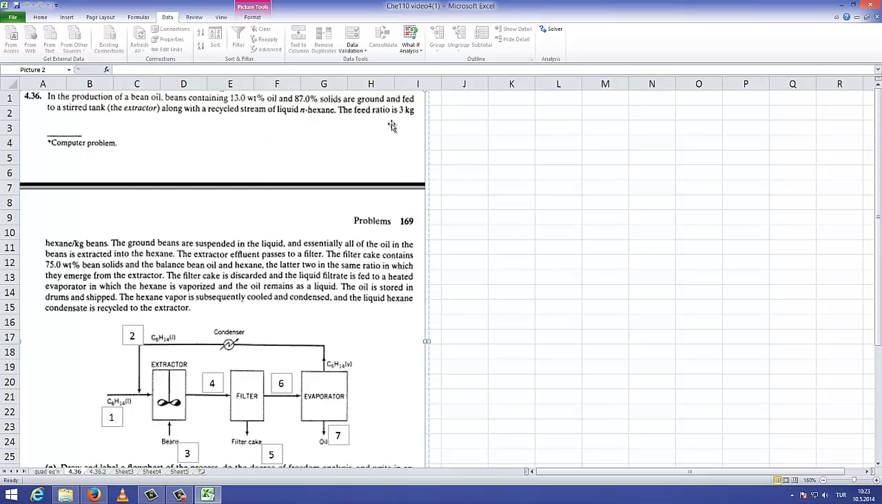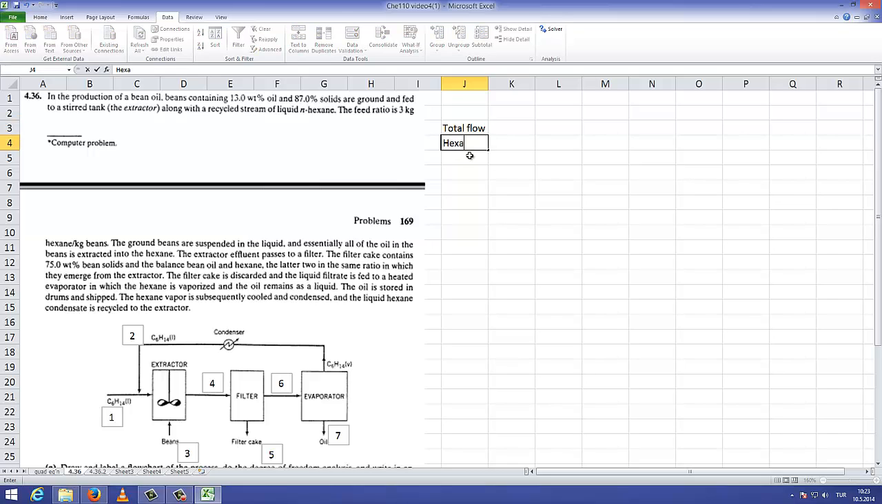The question also states that the feed ratio, 1 plus 2, is equal to 3 times the beans that are fed in. Also, the filter removes all the solid, and the solid removed is 75% of the filter cake. Let's start by doing some sheets so we can understand the question better.